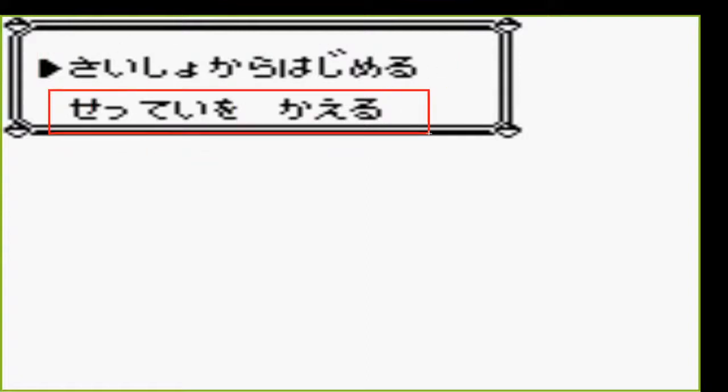And how about this one? How to read this one? Okay, I have settei wo kaeru. Settei means settings. Then we have kaeru, kaemasu, it means to change. So technically, like saying here, to change the settings. Okay. So of course, we will go with our saisho kara hajimeru.